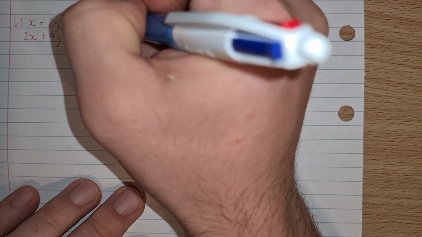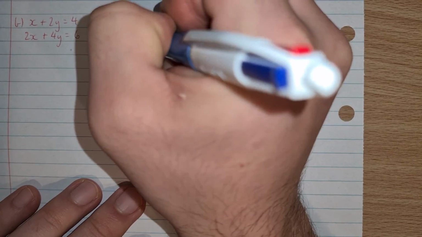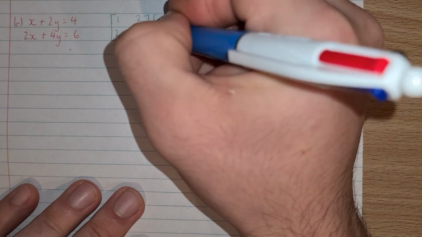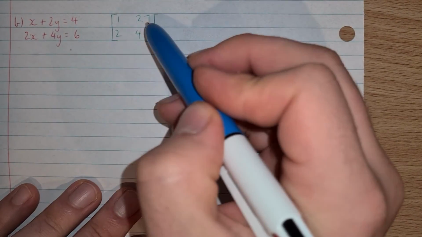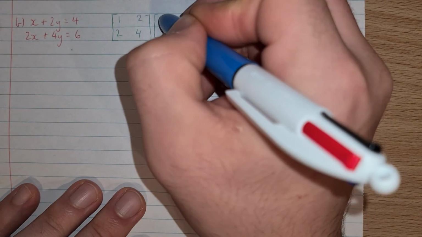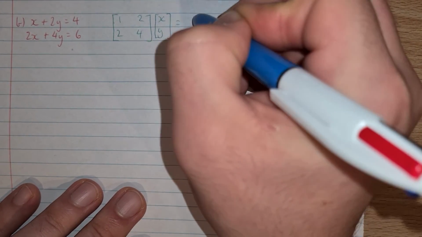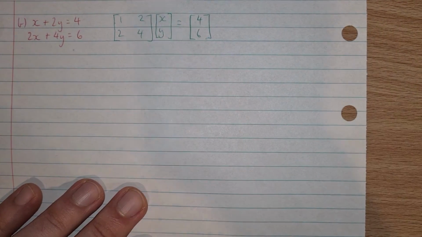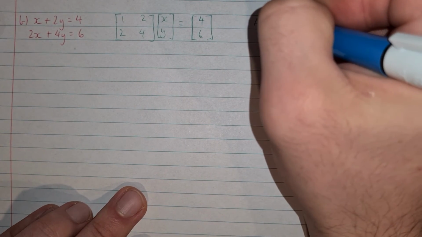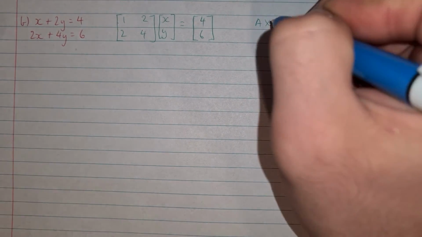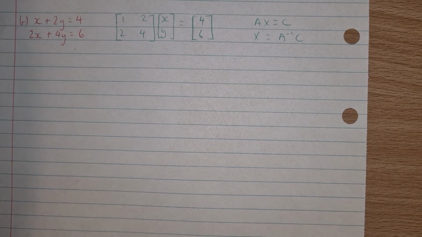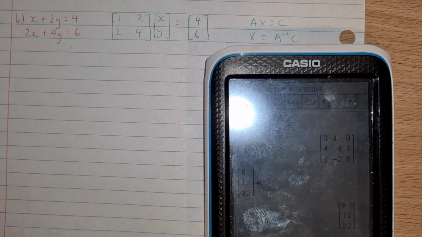Example number 2. Let's start by getting it into matrix form. So 1, 2, 2, and 4, which is what we've got here. I've gone X in column 1, Y in column 2, so XY, and it equals 4 and 6. Now that is in the form of AX equals C right now, so that's good. So we know that X is going to be equal to the inverse of A multiplied by C. Again, that is a job for the calculator.